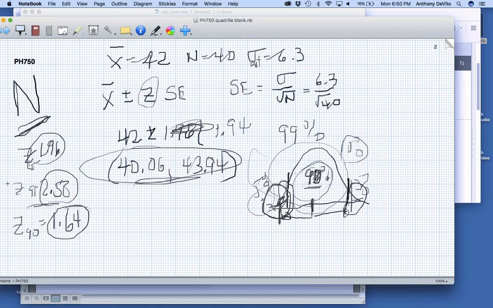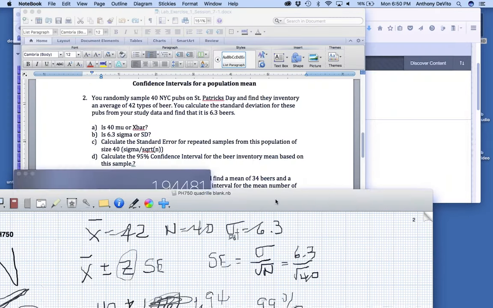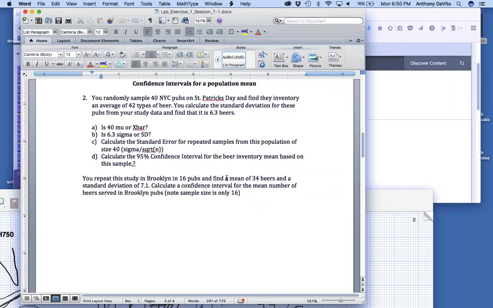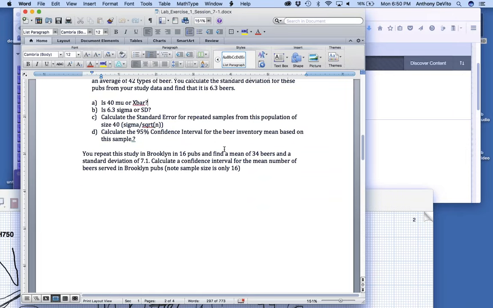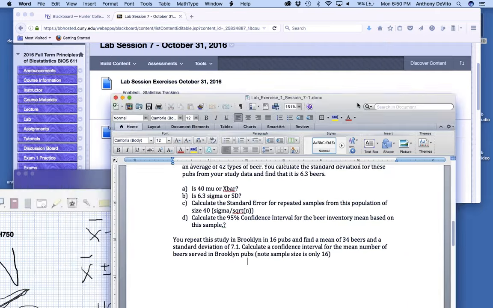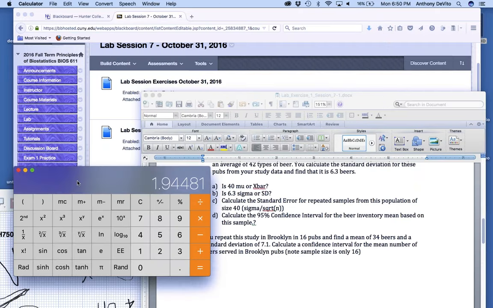Okay, so now let me see if there are any other questions there. Calculate standard error. Now we're going to repeat this study. We're going to leave Manhattan, go to Brooklyn, and repeat this study for 16 pubs and find a mean of 34 beers and a standard deviation of 7.1. Now let's go back and take a look at what our knowledge is now and how it compares to what we knew before.